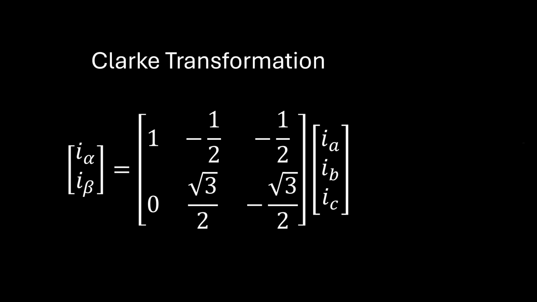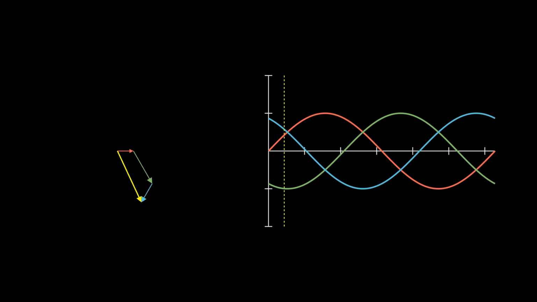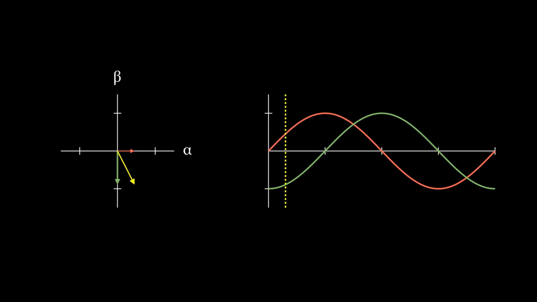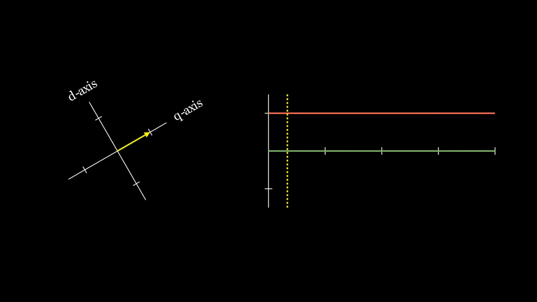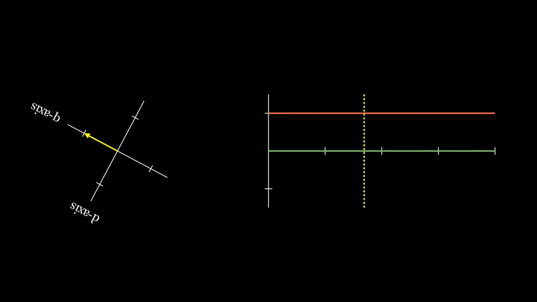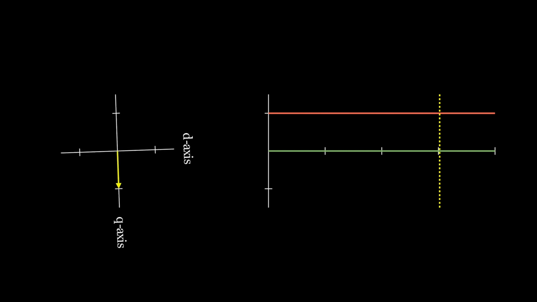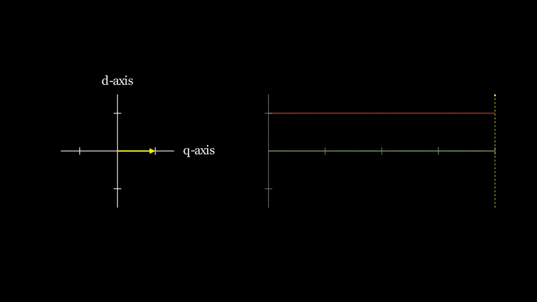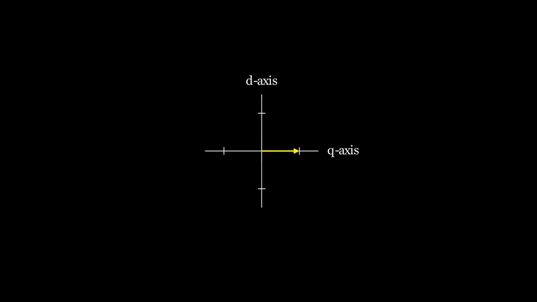Fortunately, there's a solution called the Clarke and Park transformations. The Clarke transformation converts the current from three phases into two components on the stator axis, the alpha and beta axis. Next, the Park transformation rotates these axes to align with the rotor, producing two fixed components called the direct and quadrature currents. The D component aligns with the rotor's magnetic field, while the Q component is perpendicular to it.